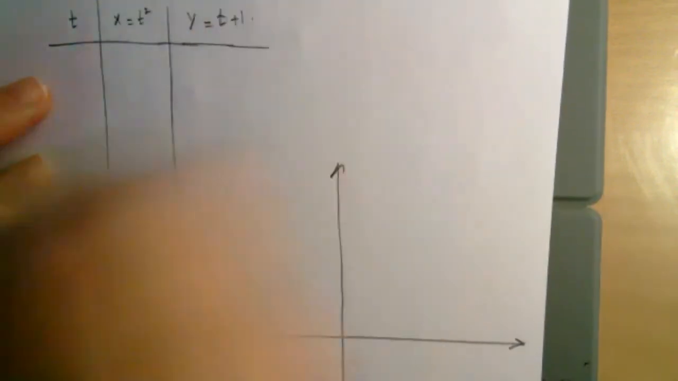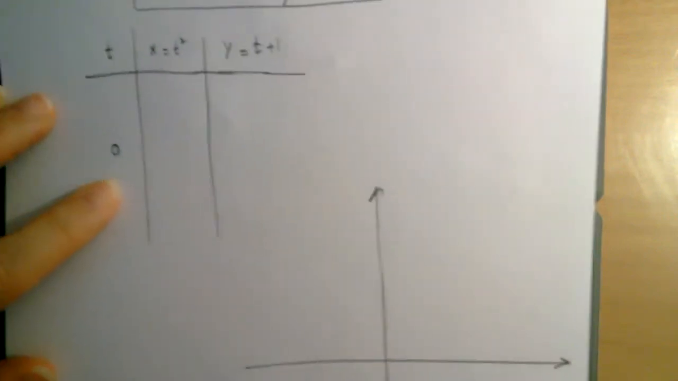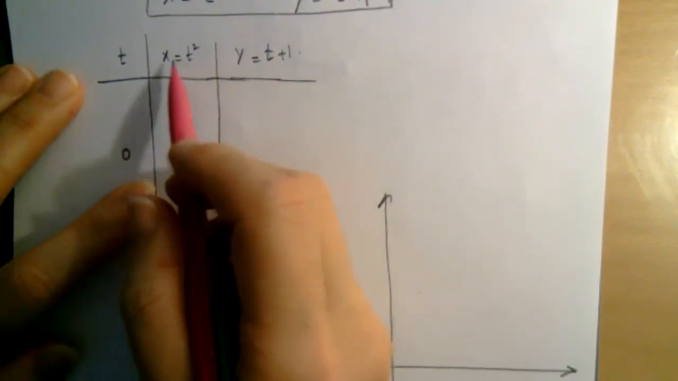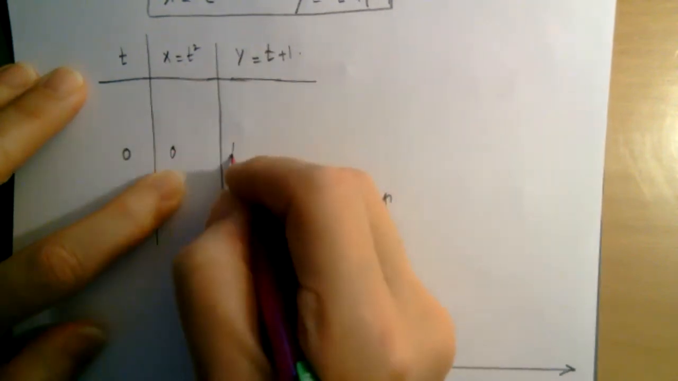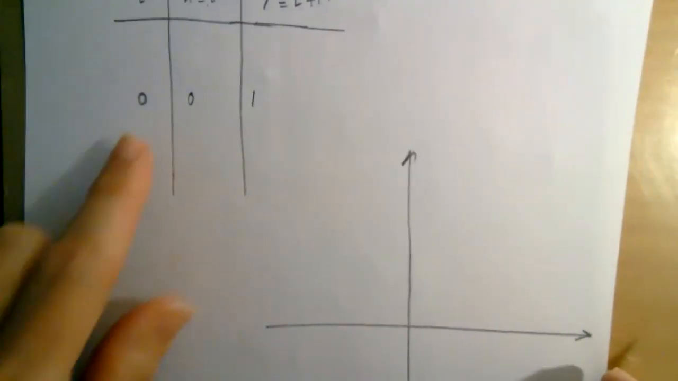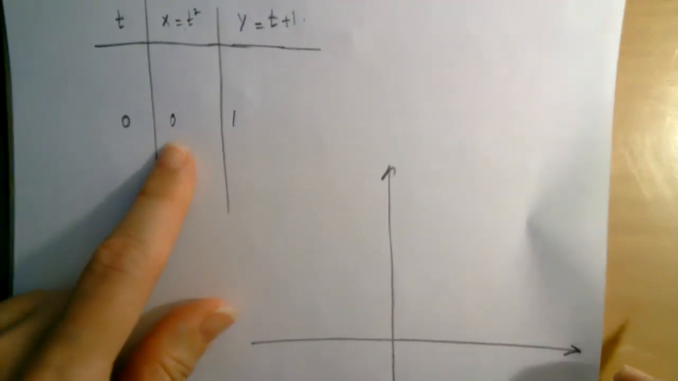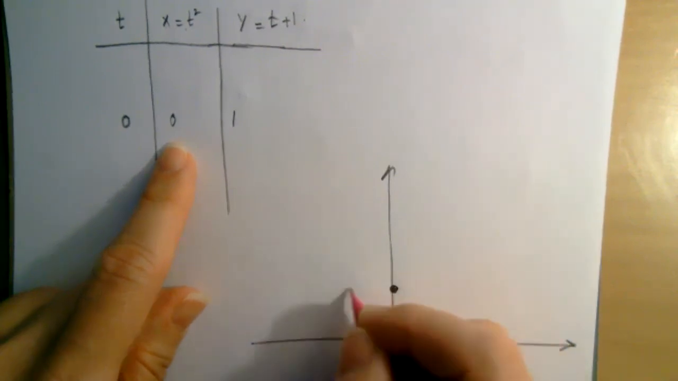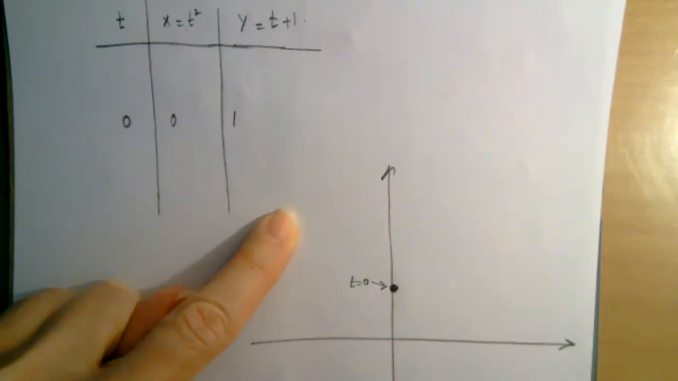So what does this mean? I will skip the negative values for a moment. It means at t equal to 0, so imagine this is an object moving. At t equal to 0, where is the object? Its x coordinate is 0 because it's t squared. Its y coordinate is 1. So now, every time I find a point, I will graph it. At t equal to 0, its x coordinate is 0, its y coordinate is 1. So if you think of it as an object moving, this is where the object starts.